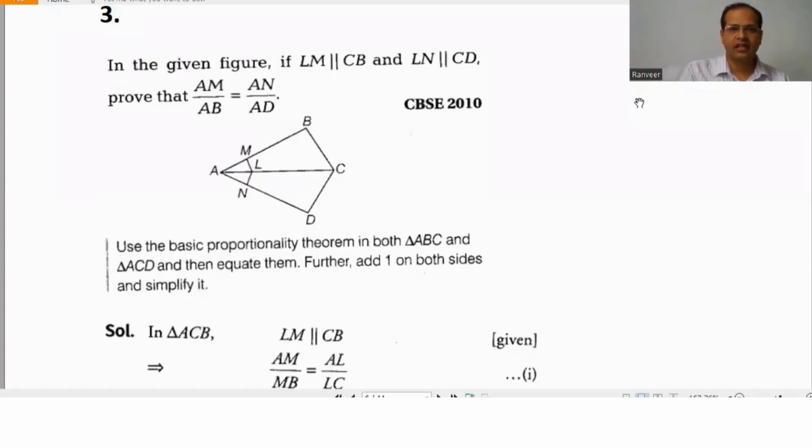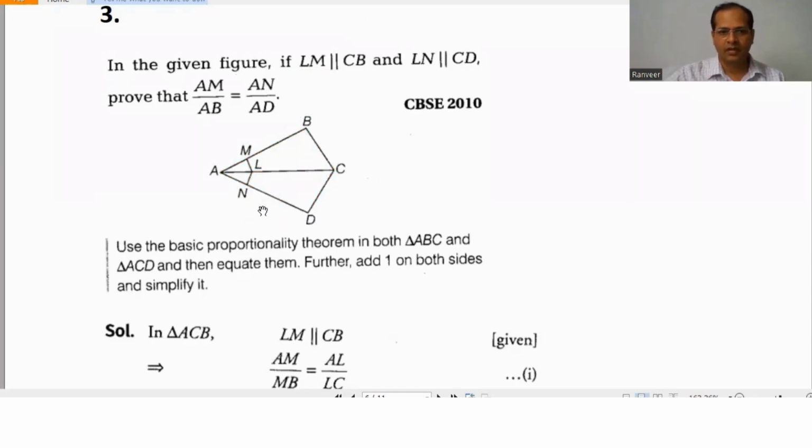In the given figure, LM is parallel to CB, and LN is parallel to CD. So these are parallel, then we can write AM by MB equals AL by LC and AL by LC equals AN by ND. So this value we can write. We have to prove in triangle ABC, AM by AB, this bigger value, equals AN by AD, the smaller value.